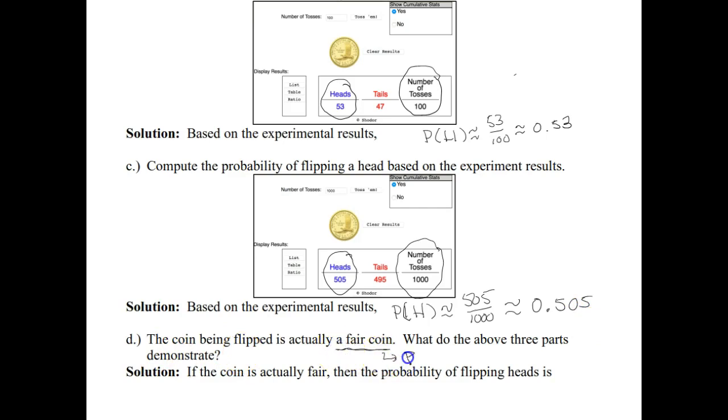Okay, so part D tells us the coin being flipped is actually a fair coin. So a fair coin means the probability of a head is actually 0.5. So this is the true probability that these experimental probabilities are trying to approximate. So what do the above 3 parts demonstrate?